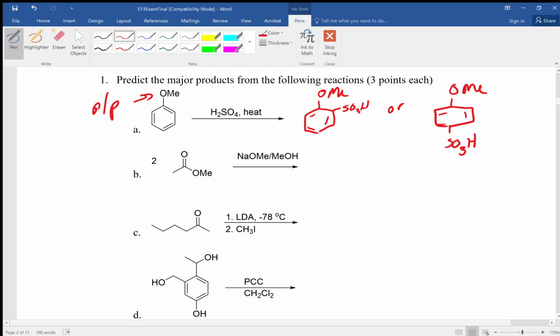In part B, we have the reaction of an ester with a base. This we may recognize as a Claisen condensation, where the enolate formed from one of the esters will do a nucleophilic acyl substitution onto the other ester.